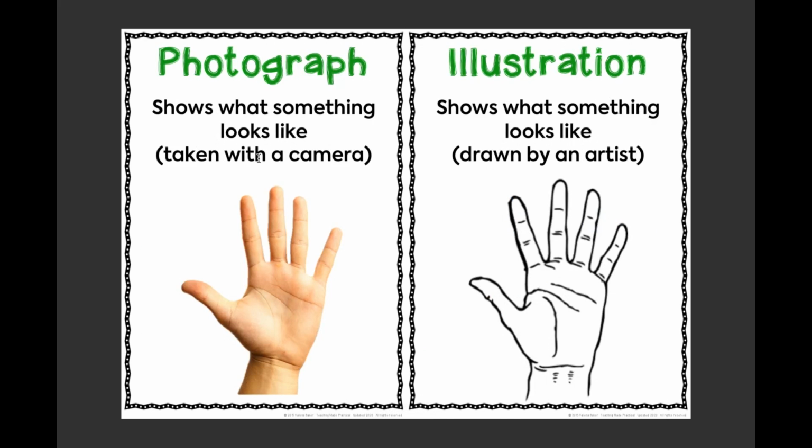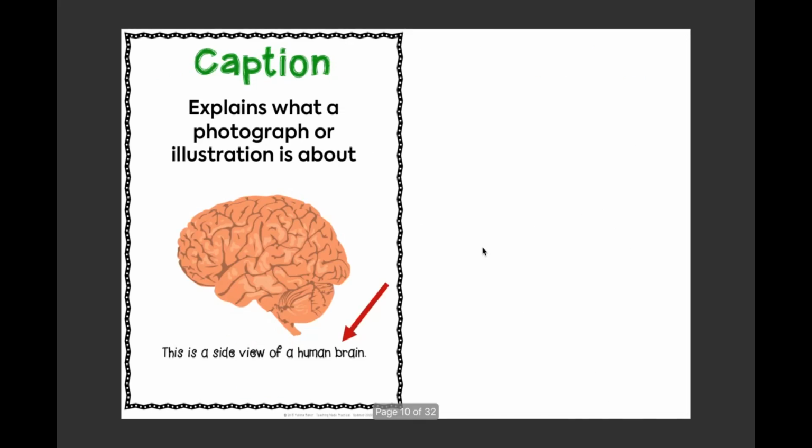We also have photographs and illustrations. So the difference between these is that photographs are something that's taken with a camera, so it's actually what it looks like, whereas an illustration is a drawing showing the artist's own thoughts on what that looks like. So you can see the different examples here. This is an actual picture where this is a drawing.